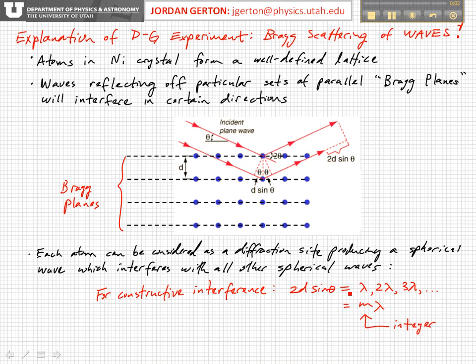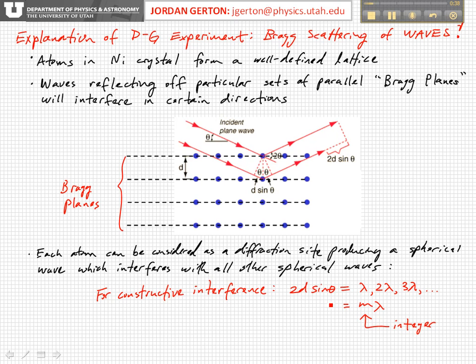Okay, so the Bragg formalism gives us a relationship between the scattering angle, sine theta, the lattice spacing, that is the distance between atoms in the crystal along some series of Bragg planes, and the wavelength of the radiation for which you would see constructive interference at that angle.